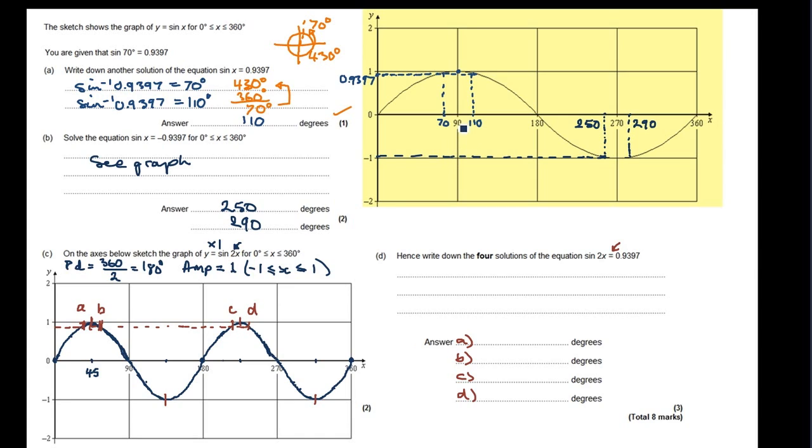Well, when on this graph the turning point was at 90 degrees, I subtracted 20. So when it's at 45 degrees, I'm going to subtract half of 20, in other words 10. So my value for A must be 35. My value for B must be 45 plus 10, in other words 55.